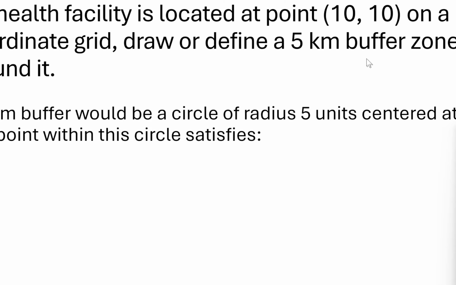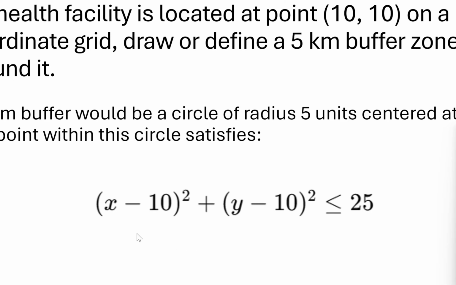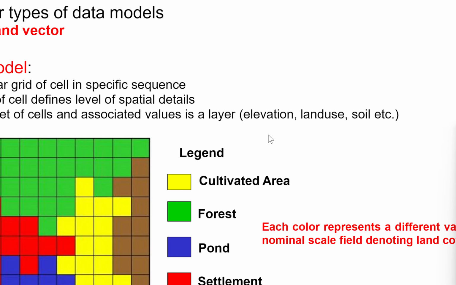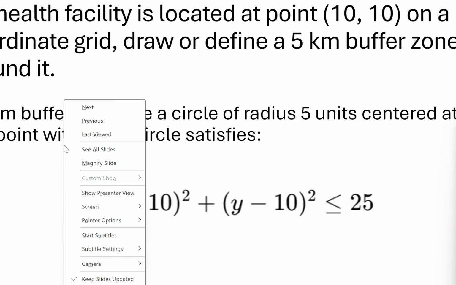So, what will the buffer zone be? If it is a point, then the buffer zone is going to be a circular area, having a radius of 5 units. Okay, so it will be any circle which satisfies this particular equation. So it will basically be a circle.